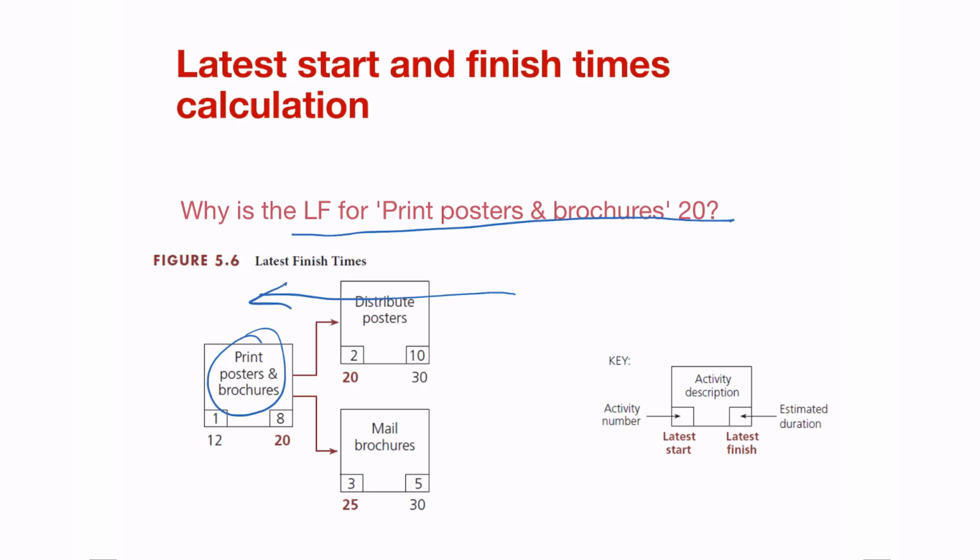It is 20 because instead of the highest amount, we now look at the lowest amount. So instead of it being 25, it is 20, which means that the latest it can start, it cannot start on day 25. The latest it can start is on day 20. And then if it takes 8 days to complete, you take 20 minus 8 gives you 12.